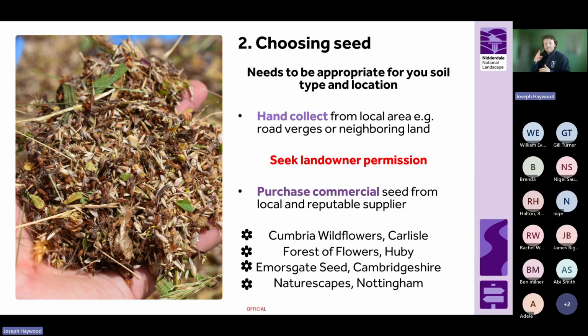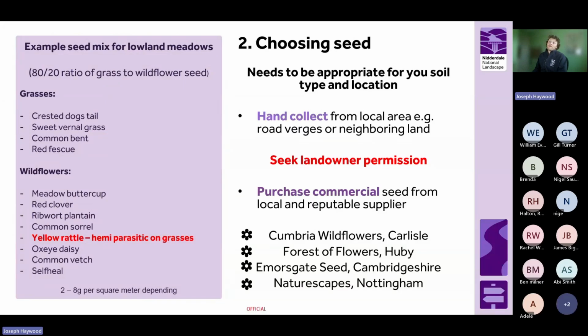Because you might be bringing pests and diseases that a commercial supplier wouldn't have issues with, because they treat their seeds in different ways. And I've got an example seed mix here for a lowland meadow. If you were going to get it from a seed supplier, it's an 80-20 ratio of grass to wildflower seeds.